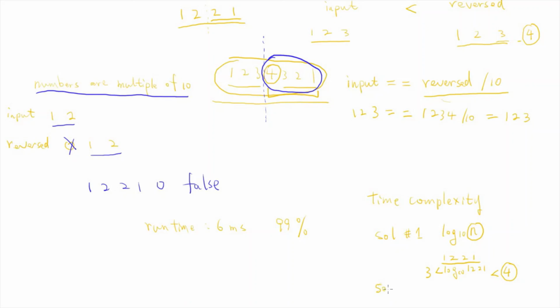And in solution number 2, because we only process half the number of the digits, the time complexity will be log 10 n divided by 2. Okay, this is all we need to discuss for LeetCode problem number 9, palindrome number. Our discussion ends here. Thank you for watching.